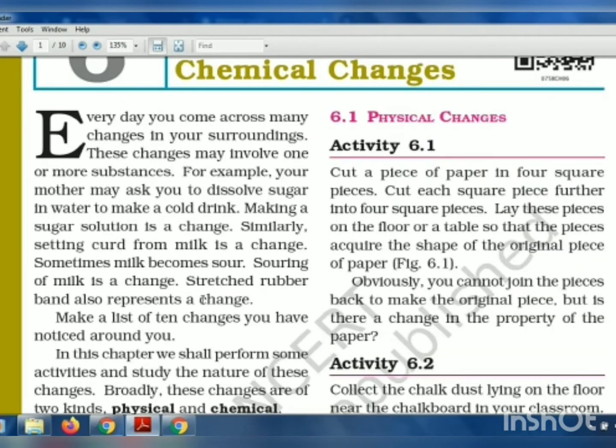Now, the next example you all must have done many times, right? Stretching a rubber. When you stretch a rubber band, the shape of the rubber band changes, and similarly, when you leave the rubber band, what happens? It comes back to its normal position. So that also shows you some physical change.